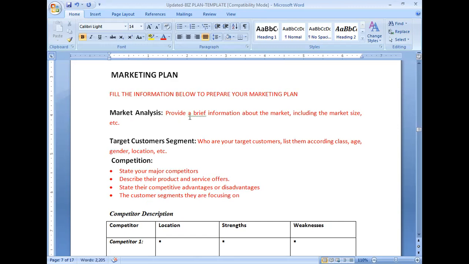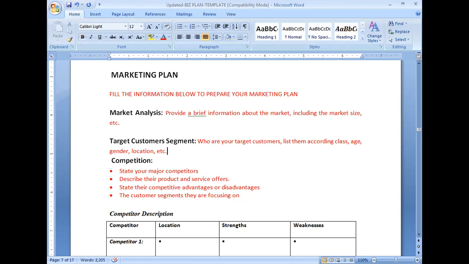Go and type brief market analysis for, then you type your industry, the type of your business. So let's say market analysis for fashion business in Lagos, Nigeria. Then you copy the information from the right reputable source. Also ensure to include the source of the information, the website that you got that information from, in this segment. So this should cover market size, market demand, and so forth. So with this, we will know the market size for your product.